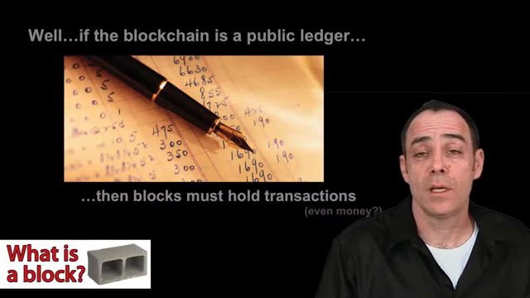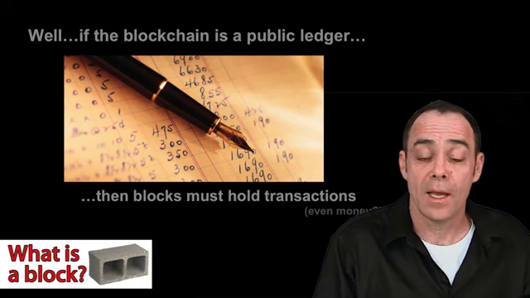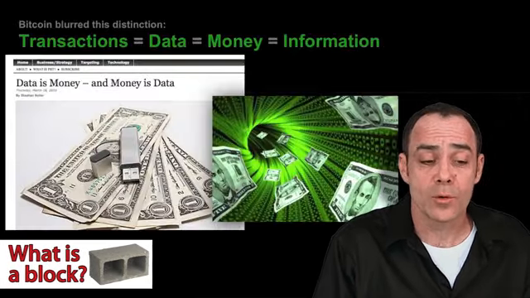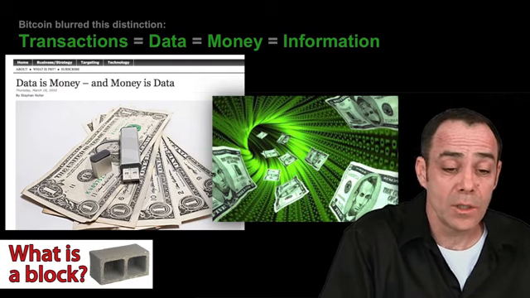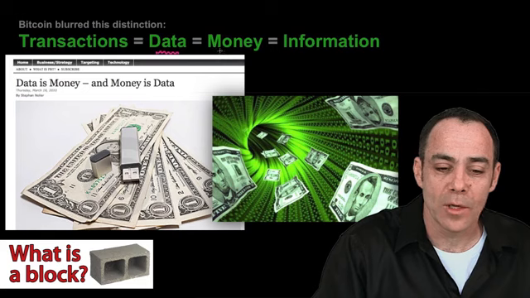Well, if the blockchain is a public ledger, then blocks must hold transactions or even money. And indeed, these blocks hold all the transactions. But these transactions are really just data. And the way that the data is stored has allowed Bitcoin to become money.